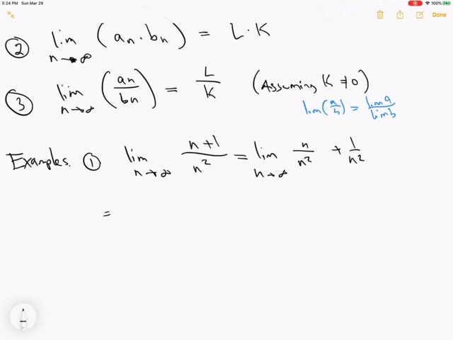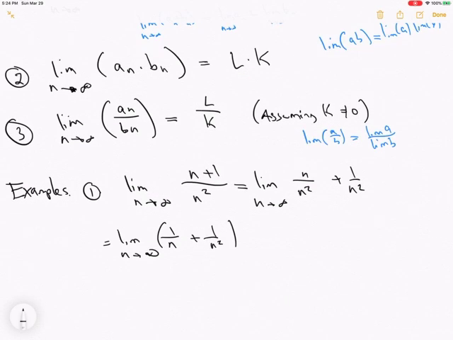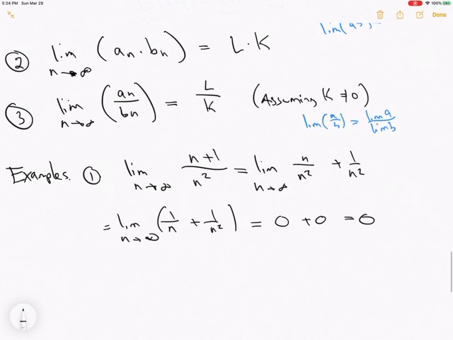And then we can just continue doing the arithmetic. So that's the limit as n goes to infinity of 1 over n plus 1 over n squared. And now we can use the first property, which says that we can just distribute the limit. We can calculate on each term separately. So the limit over the first term, of course, gives 0. The limit over the second term also gives us 0. So we just add those together, and we get 0. So that is how we calculate limits.